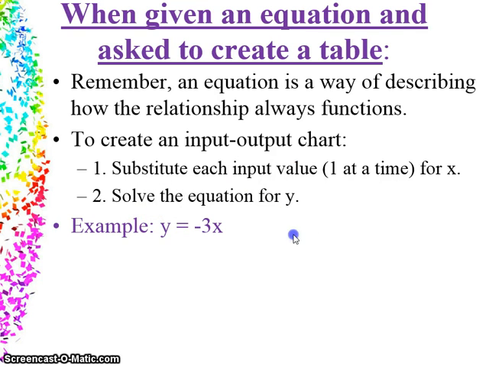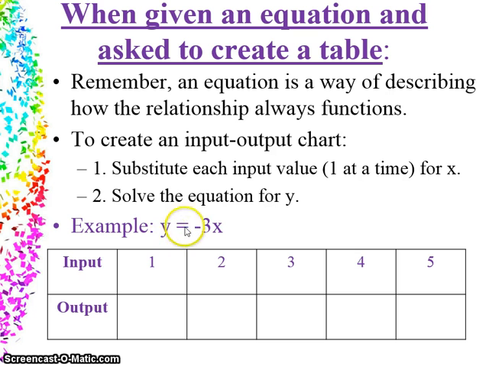So for example, if we have y equals negative 3x, we could create this input-output table and substitute, which means to replace the input value, which is our x, with the number that we know. So we know that x is 1. So if I put 1 in for x, which is multiplication because they're touching, then y is equal to negative 3 times 1, which is negative 3.